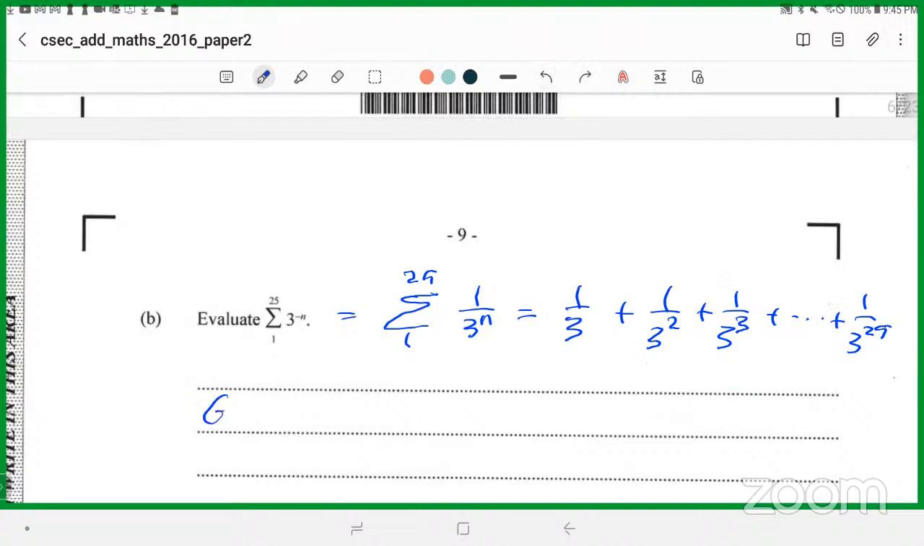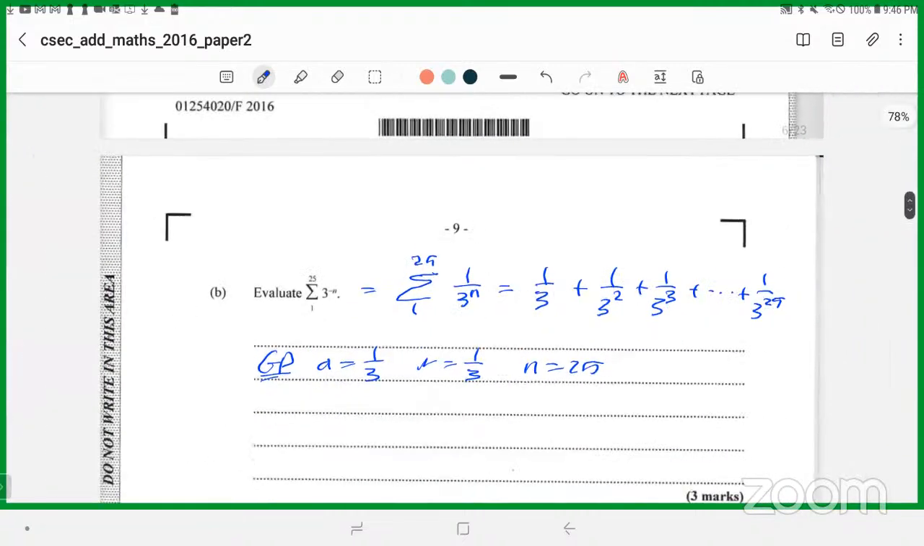This becomes a GP, obviously, with a first term of a third and a common ratio of a third. And the number of terms is 25. And that's what you're doing the sum of. It's quite easy. Using the sum formula, the sum of a GP, 25 terms, becomes a times 1 minus r to the n, over 1 minus r.